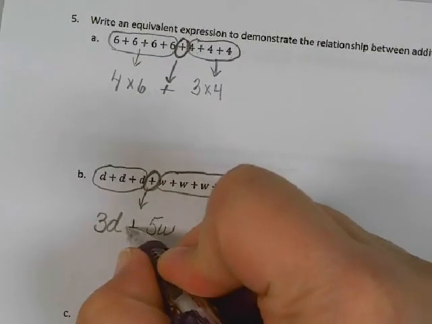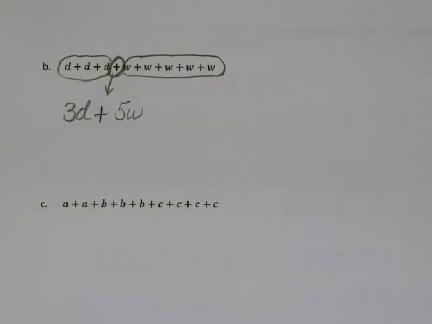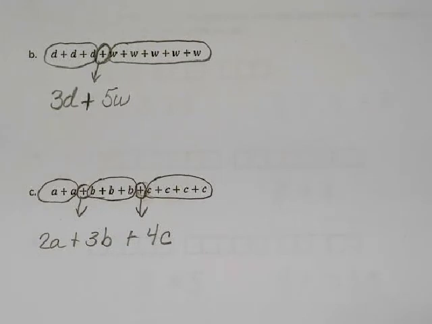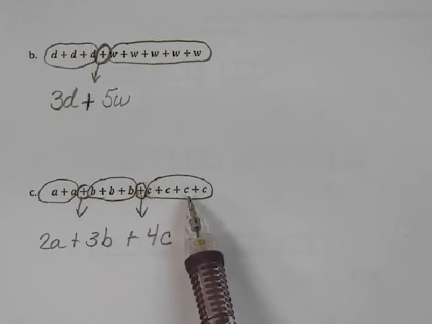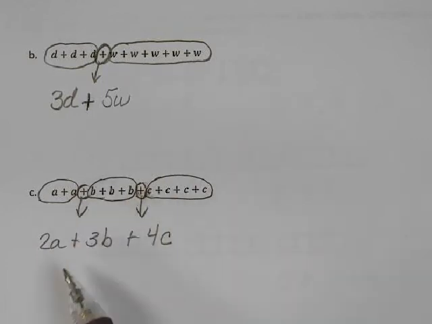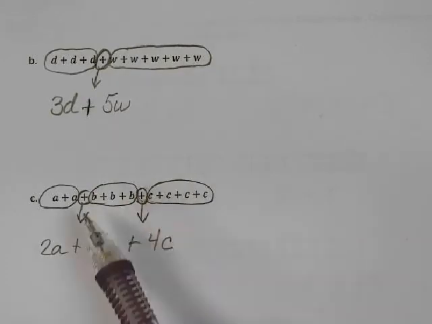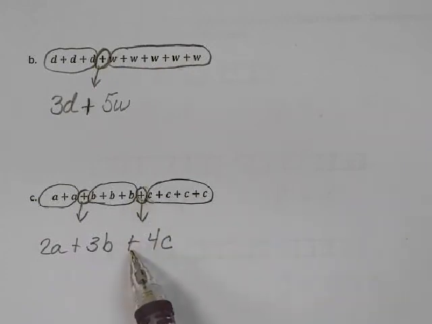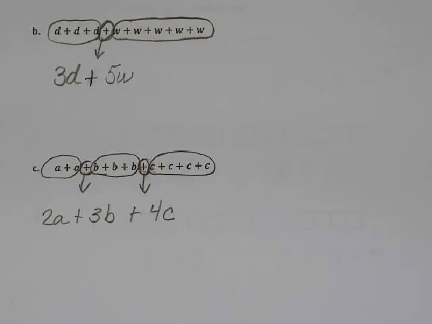I apologize for that. I want you to try C on your own, so pause your video and try C on your own. Okay, for C, you should have circled the 2 A's, the 3 B's, and the 4 C's. So you had 2 groups of A, 3 groups of B, 4 groups of C, and then you should have had 2 plus operations left and drop them in. So your expression now reads 2A plus 3B plus 4C.